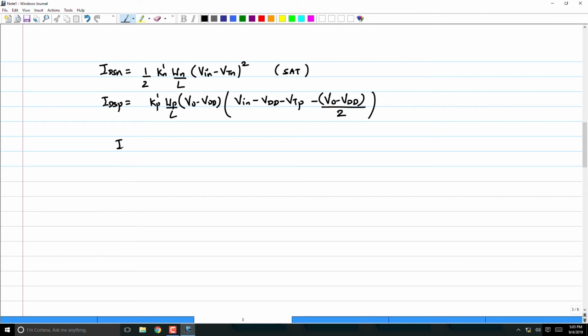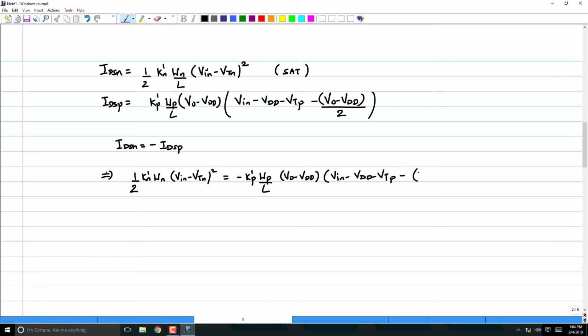Right? Now again we impose our good old condition. IDSN equals minus IDSP. Two transistors in series, one current is going up, one current is going down, they have to be the same, and therefore IDSN equals minus IDSP, which implies I can now write half KN prime WN by L into Vin minus VTN the whole squared equals minus KP prime WP by L into V naught minus VDD into Vin minus VDD minus VTP minus, I'll just leave this as it is, okay? I'm not going to simplify that VDD term for now.